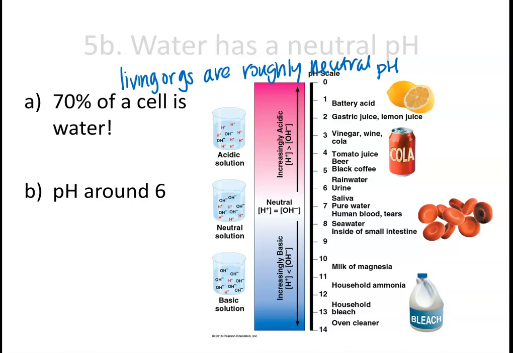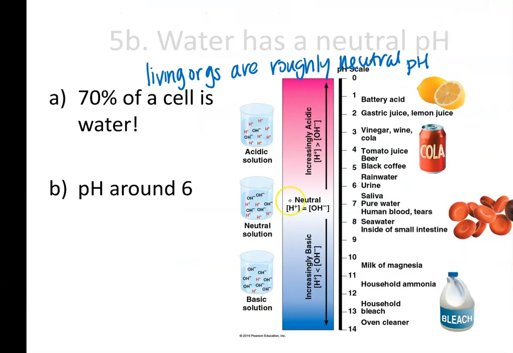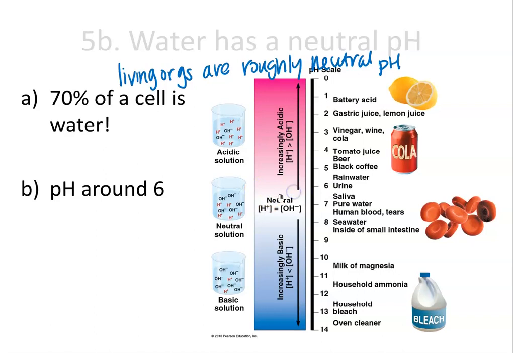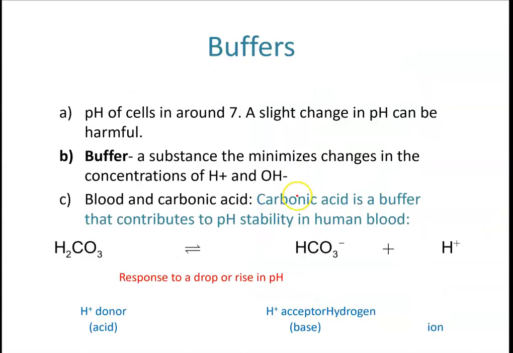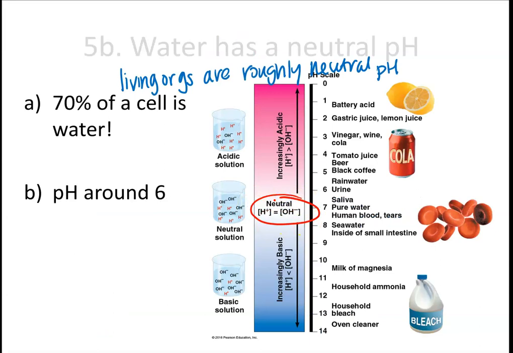Remember, 70% of the cell is water, so that is going to influence the max pH that a cell can be. Water has a neutral pH, which is going to be right around 7. Sorry, I said 6 earlier. Water has a pH right around 7. So our human blood is going to be roughly neutral as well. Tears, the liquids in our body, are going to be close to neutral.